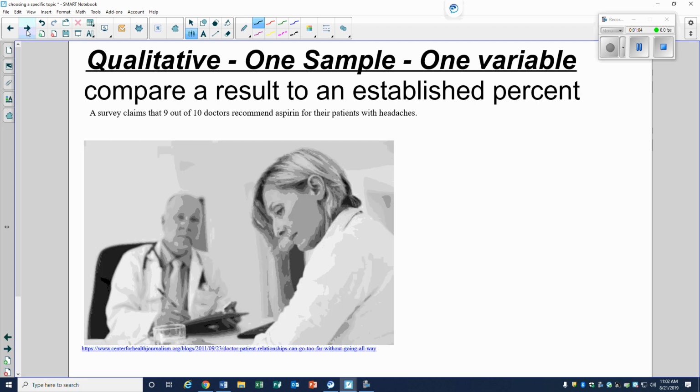Here's one example. This is a qualitative one sample, one variable. A survey claims that 9 out of 10 doctors recommend aspirin for their patients with headaches. So I would like to take this percentage, which is usually the only thing that we can calculate about qualitative data anyway. But this is a given percentage. This is not a percentage that I actually collected my own data for, and I just want to compare what I get to what I've already been given.